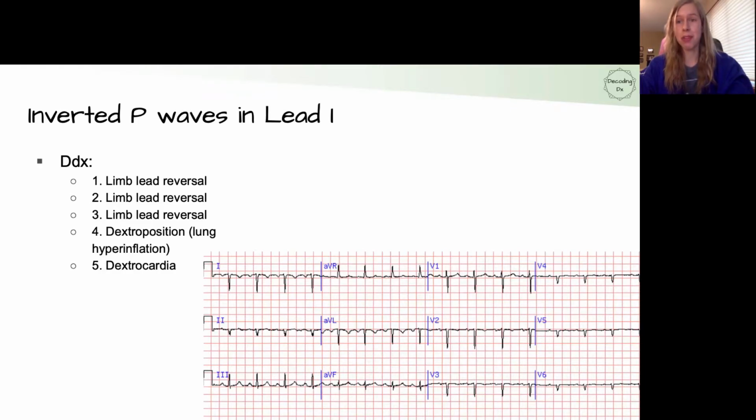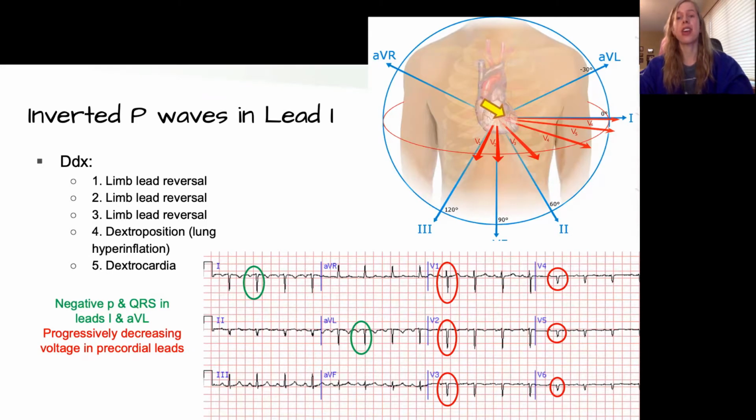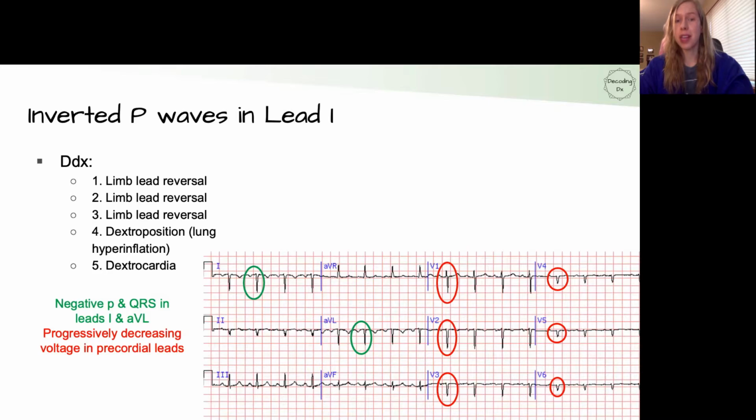So this is an example of a patient with dextrocardia. You can see that similarly to the limb lead reversal, we have a negative P wave and QRS in leads 1 and AVL. But some other signs that there's something else really weird about this EKG is that you have progressively decreasing voltages in the precordial leads. If you think about that electrophysiology diagram, this does not make sense. As you move more laterally, you should get more of the heart's mass because the heart is on the left side of the chest. In this instance, the more lateral you get, the less electrical signal you're getting, and that should not happen in the normal position of the heart.